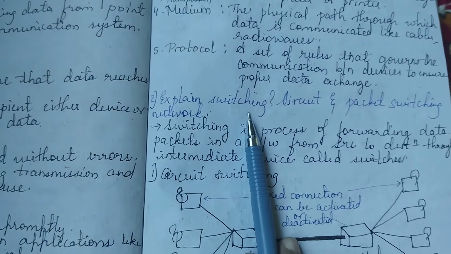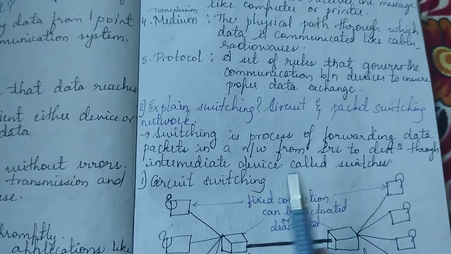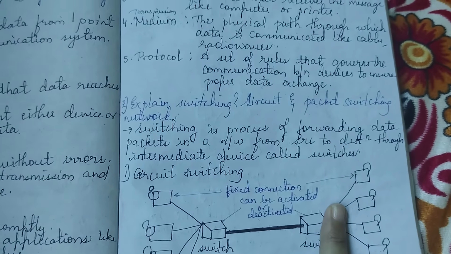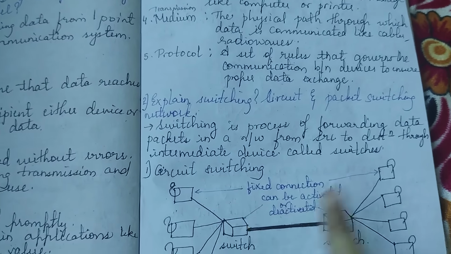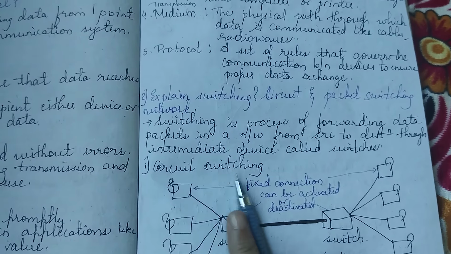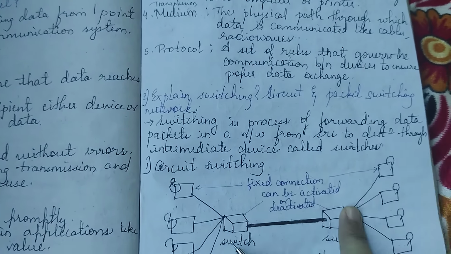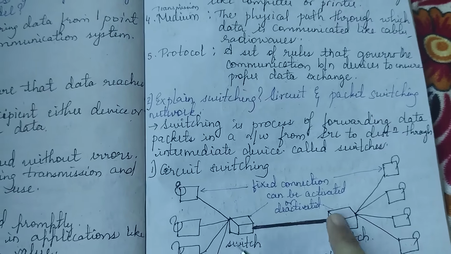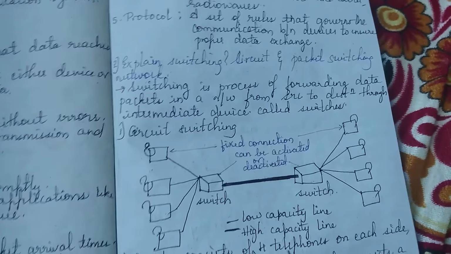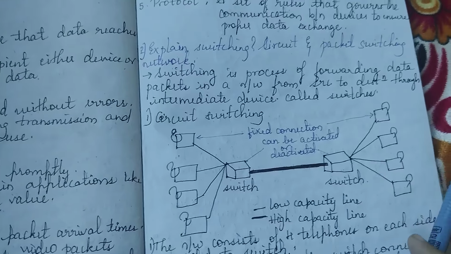Switching is nothing but the process of forwarding the data packets in one big network from source to destination through any intermediate device. That is only switching. So I'll try to cover it in such a way that by looking at the diagram you can even write the definition.